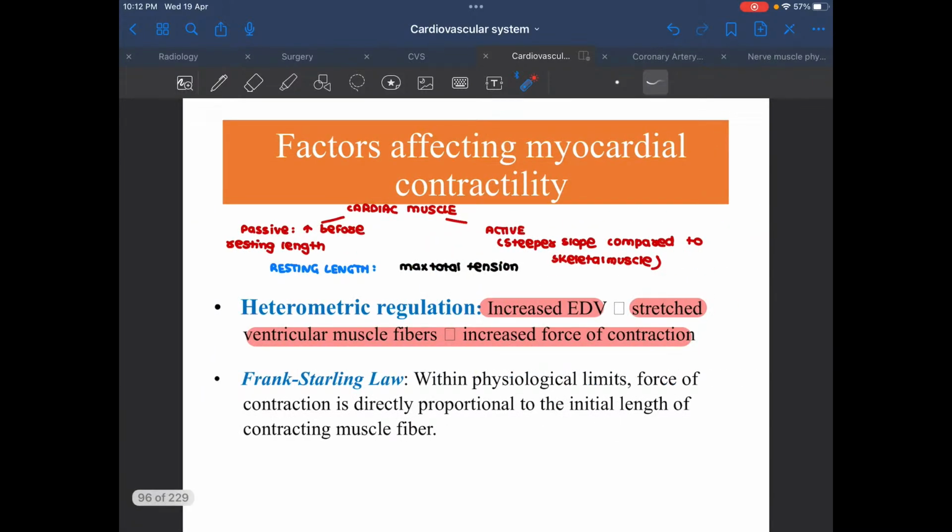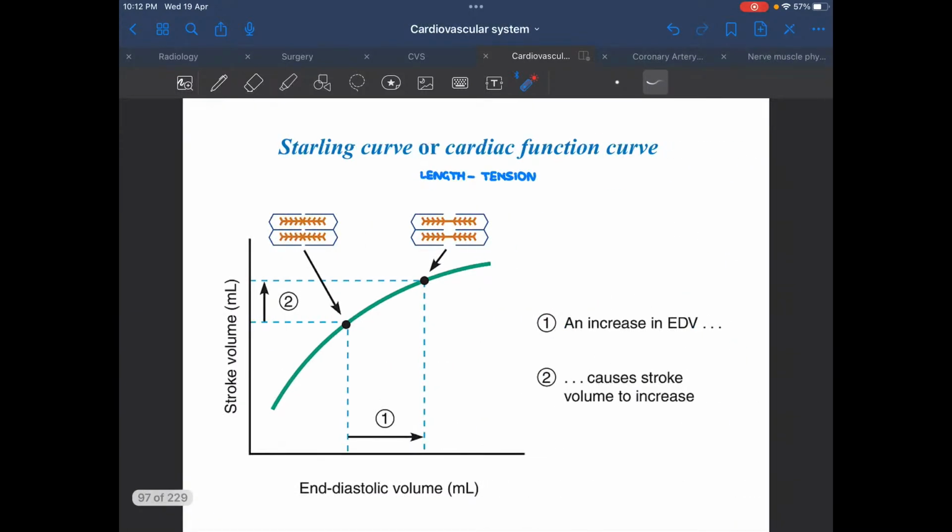Right. So then we can have some factors which are going to affect your myocardial contractility. Okay, we've already seen. One thing is known as heterometric regulation, that's according to the Frank-Starling law. What did I say? Whenever there's going to be an increase in the end diastolic volume, that's going to stretch the ventricular muscle fibers, and they stretch so much that they reach their resting muscle length, where active tension is going to be maximum. We've already seen this. So this is the diagram that I'm showing, the Starling curve, or I also call it the cardiac function curve.